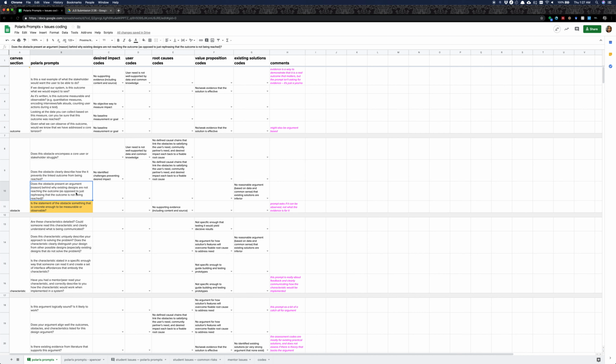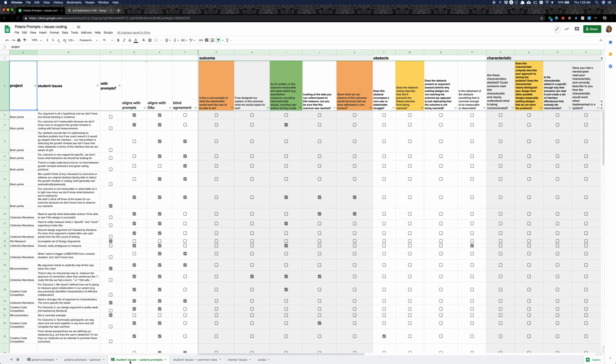So given that we saw a significant enough misalignment between the types of issues that this prior work was talking about and the way in which the Polaris prompts were designed, I focused my coding task of student issues on using the Polaris prompts themselves.